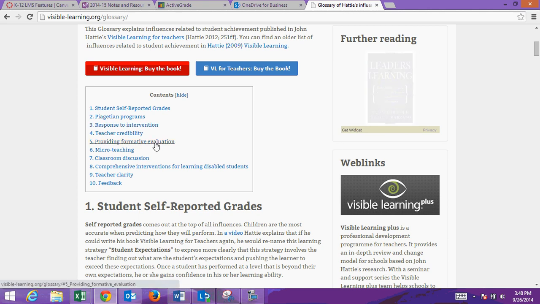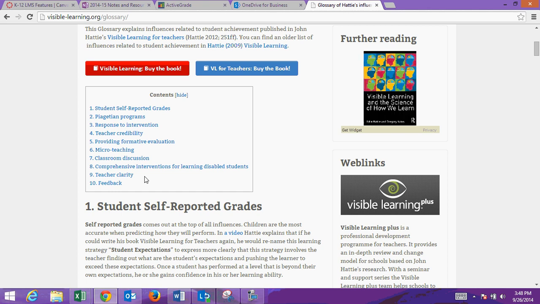Formative evaluation, how you actually formally assess. That's what all those little benchmarks or those individual formatives are in the grade book. Teacher clarity, that's just getting really clear, like that top essential and what are the success criteria. And then feedback. So out of that top 10, we would love somehow to get those in our product.